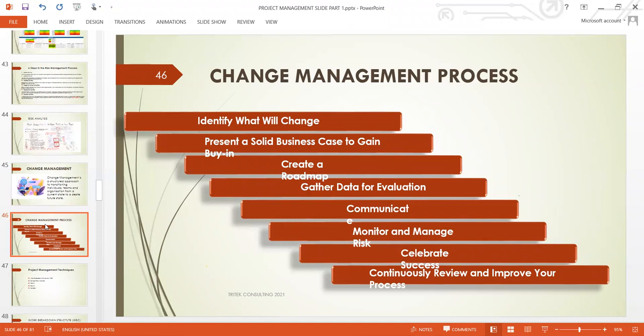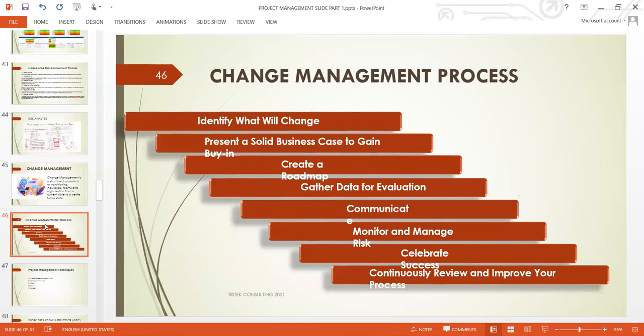Identify what will change. What is going to change within the organization? Is it process improvement, where you are trying to reduce waste? Maybe moving to the cloud from on-premise? These are some of the changes. Then present a solid business case to gain buy-in. You must present a solid business case about the change. You make a strong business case.